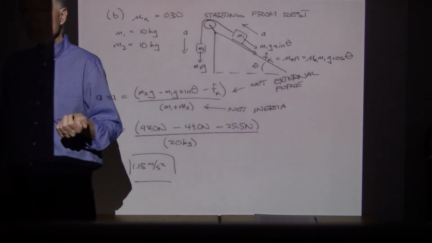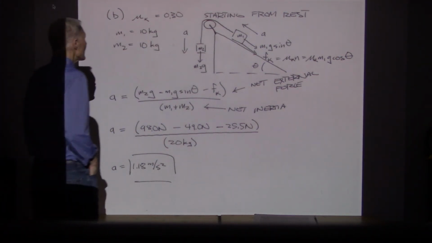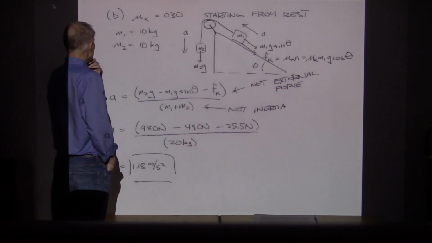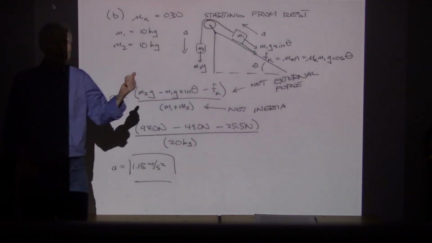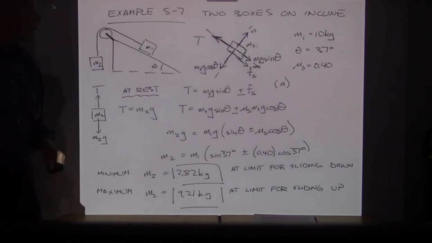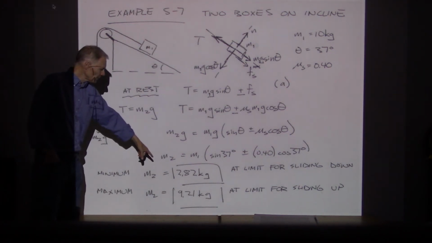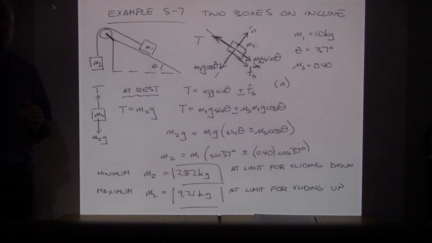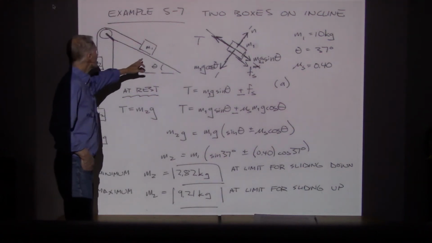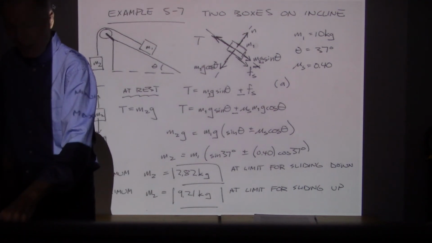Now, in part B of the problem, they change things around, and they're saying, what if M1 and M2 are both 10 kilograms? Well, let's go back and see, because we kind of solved for that. If M2 is 10 kilograms, that's above and beyond the limit. So it's telling us that if M2 is at 10 kilograms, there won't be enough static friction to prevent the object from sliding up the incline. So that's what's going to happen. We're outside that range, and we're outside that range on the high side.